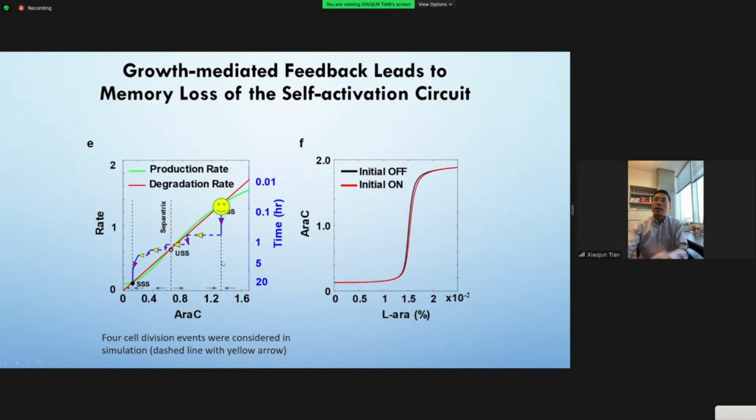And you can see here, we consider 4 cell divisions. The cell starts from here, the dilution, and the cell tries to recover back. And goes to the second cell division. And you can see here, after 2 cell divisions, the cell has already crossed the separatrix. After crossing the separatrix, there's no reason the system will come back. You can see the arrows actually go to the left, trying to converge to the off state. That is the reason why this self-activation circuit is so sensitive to cell growth, right? That's the reason we didn't see the hysteresis at all in the experiment.